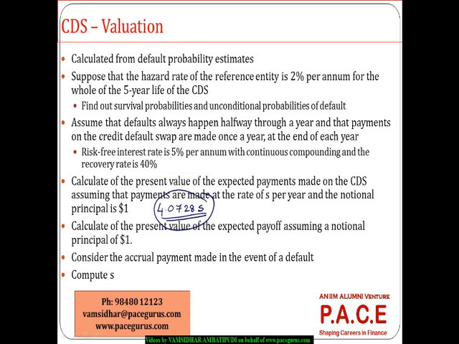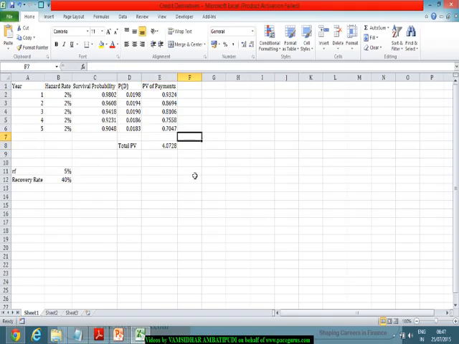Then we are talking about the present value of the expected payoff, assuming a notional principal of $1. So how much will be the payoff here? This is the payoff, because whatever is the probability of default, corresponding to that default, $1 would be the typical payoff. So 0.0198 would be the typical payoff. Okay, but yes, we have said the recovery rate is 40%.